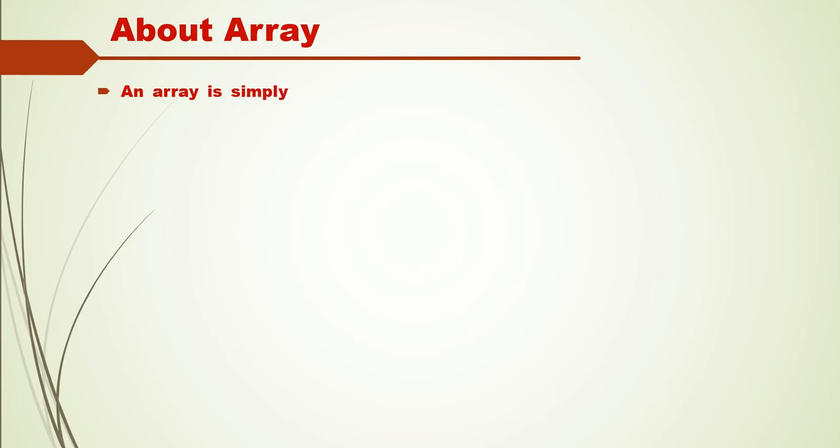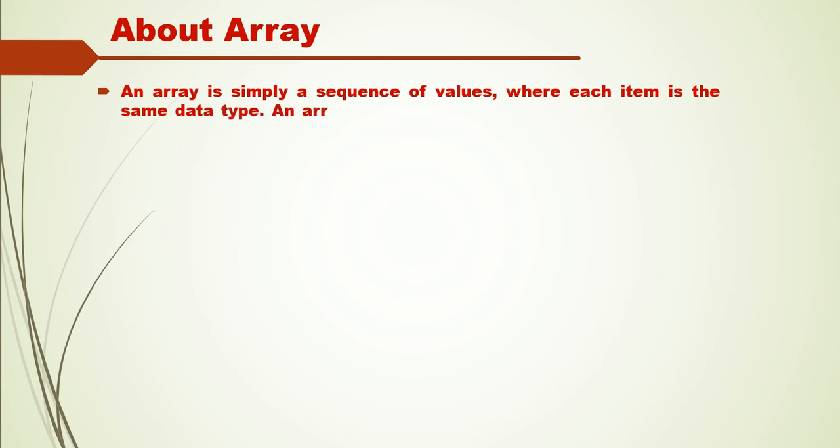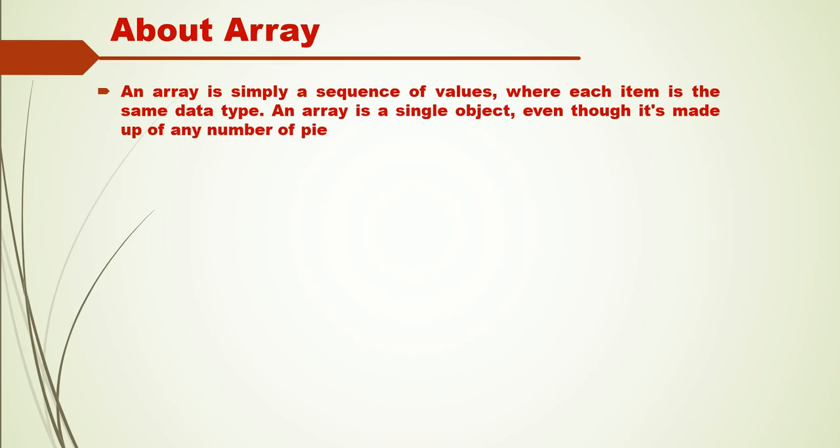An array is simply a sequence of values where each item is the same data type. An array is a single object even though it's made up of any number of pieces. So simply, an array is a collection of variables which hold values of the same type.